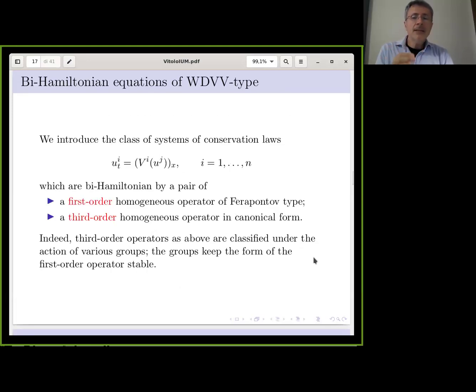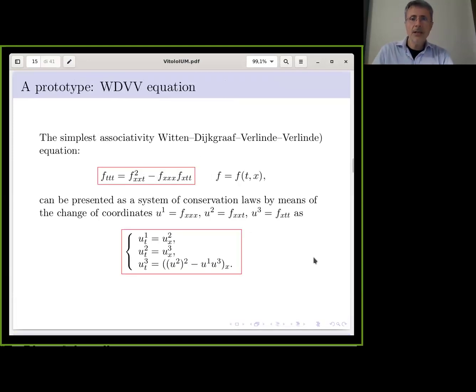So the idea is, does there exist any other system of that type? Are there any other systems of conservation laws which have a bi-Hamiltonian pair of the same type as WDVV? Of course, when we are speaking about Hamiltonian formalism for WDVV, we are speaking of Hamiltonian formalism of WDVV in the form of a first-order system of conservation laws, exactly as we have seen 2 slides before here in the red square in the bottom.